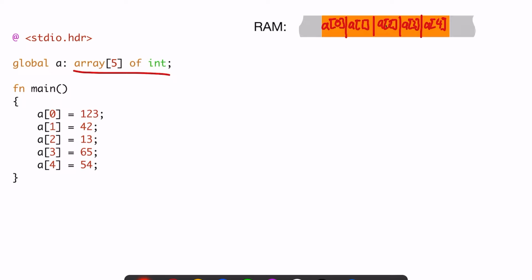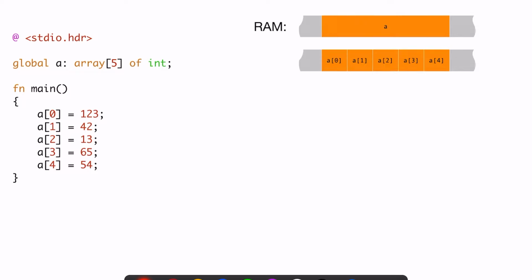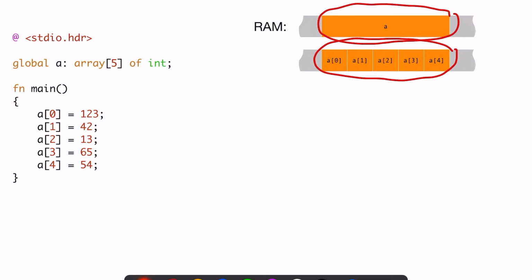Now let me draw this a little bit nicer, like that. And here it's important that in both cases, here and here, I'm referring to the same memory locations, to the same memory cells. Sometimes, like here, I want to point out that this block of memory cells belongs to variable a. And in the second case, I want to point out that this block has this structure, that it consists of 5 integers which come in memory one after each other, without a gap in between.